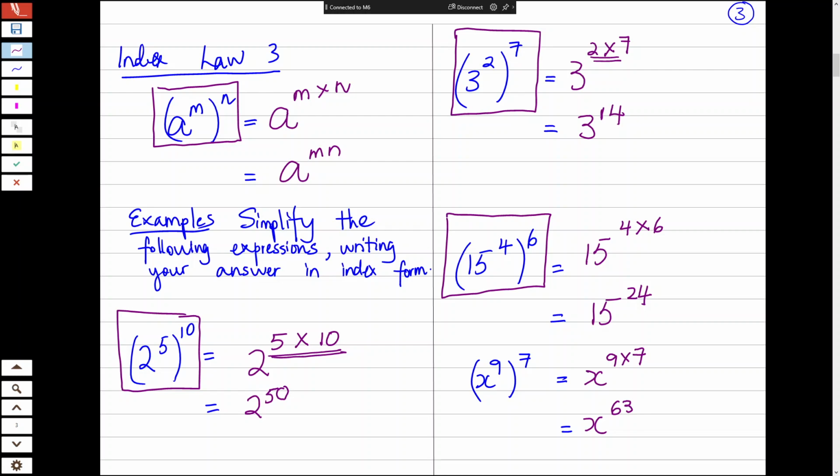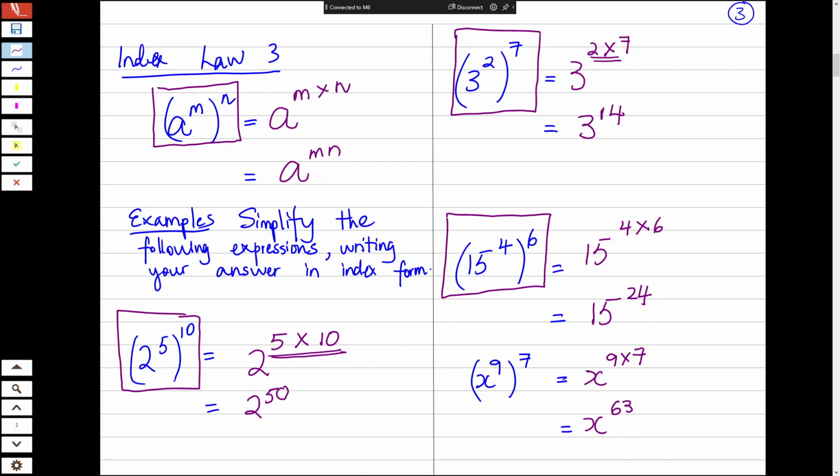Yes, Shannon? So with these questions, it doesn't want you to find out what the base would be, it would just want you to find out what the actual index would be. Yes, so what we're doing here is called simplifying. Here I've got two indices, and most people would consider this one to be simpler because there's only one index here. You asked a good question, Shannon.